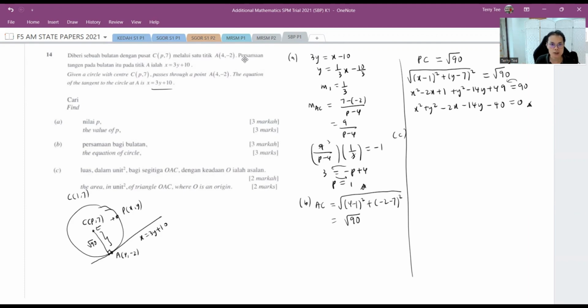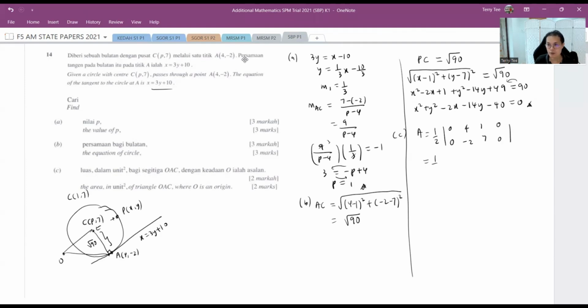Okay, lastly, find the area of triangle OAC, given that O is the origin. So I know point A, I know point C, and I know point O, right? My O is probably around here. You can use any direction. So I start with O (0, 0). You can do OCA, OAC is the same. A is (4, minus 2). C is (1, 7). Repeat the first point.